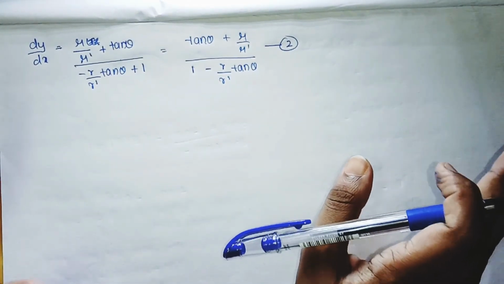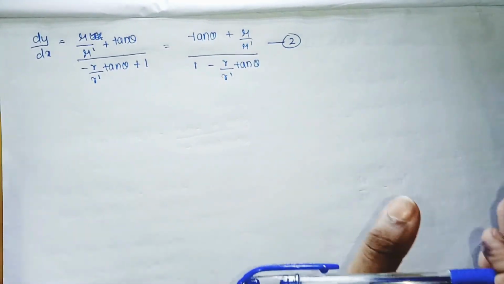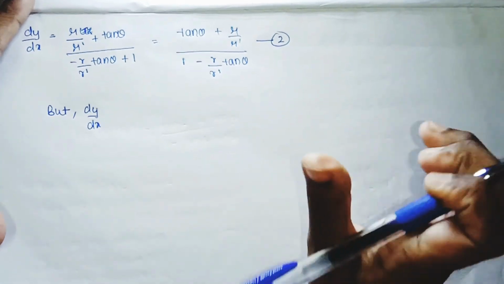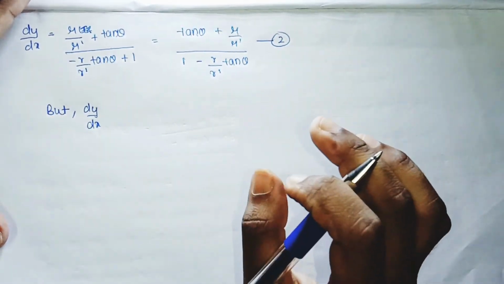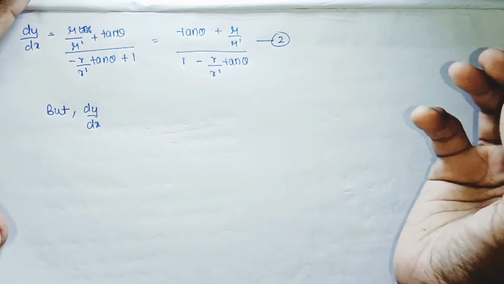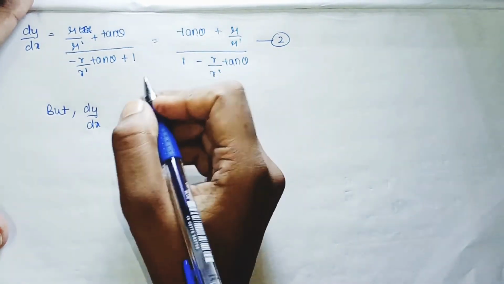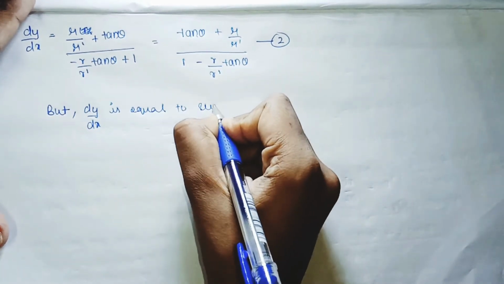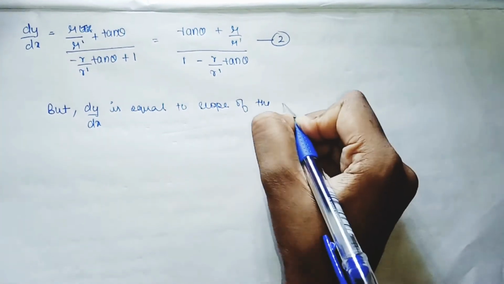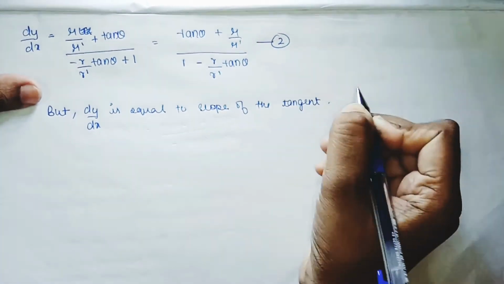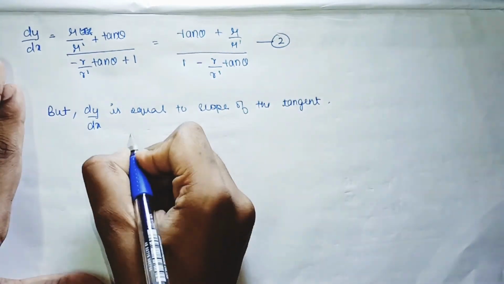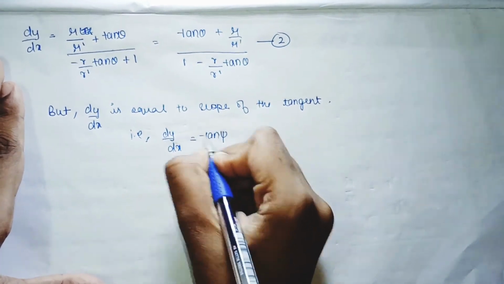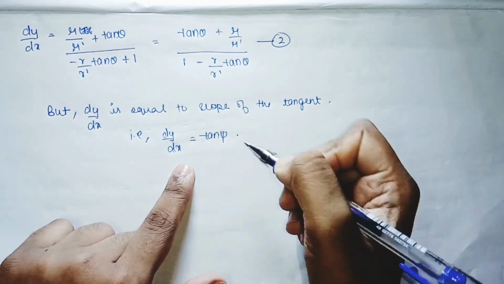Now our next and final step is to equate. What is dy by dx? Dy by dx is basically the slope. It is defined as the slope of the tangent. So dy by dx, by definition, is equal to the slope of the tangent. And if it is equal to the slope of the tangent, what does it mean? That is, dy by dx is equal to tan psi. Because what is tan psi? Tan psi is our slope of the tangent.